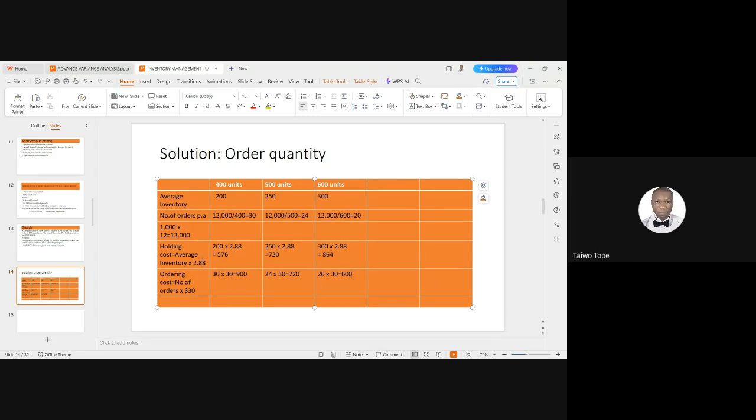Hold on first. What are the cost elements in what we've solved? Let me know. What are the cost items here? Holding cost and ordering cost. Very good.